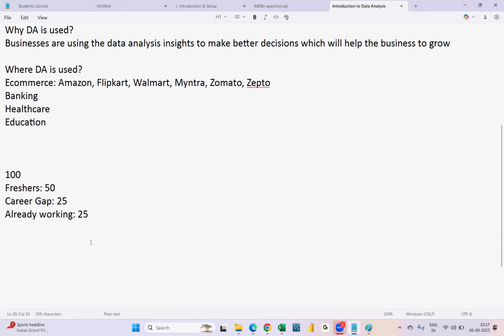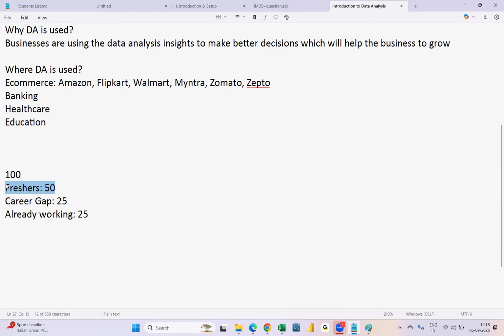So this is an insight which I have got by analyzing these 100 students' information. If you look at these numbers, I am able to say that most of the students who are joining this demo session are from a fresher background. 50 percent out of 100 students are freshers.